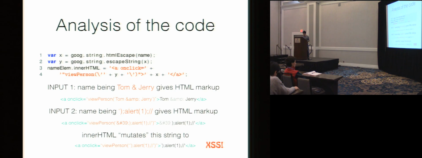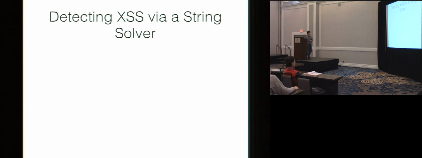Okay. So what's the moral of this story? XSS is kind of tricky, but what really happens here is that the programmer wrote something that is fine. He actually applied the right sanitization functions, but he applied them in the wrong order. That's the only problem here.